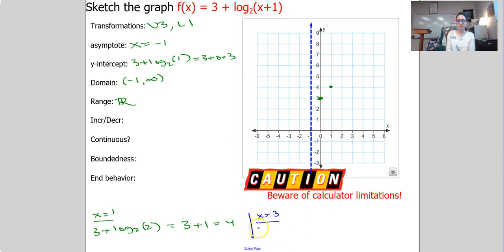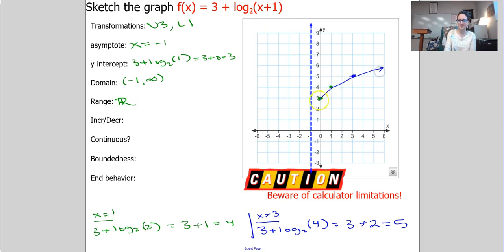So I'm going to plug 3 in here. That would be 3 plus log base 2 of 3 plus 1, which is 4. Clean this up. I've got my 3 plus, what's log base 2 of 4? That's 2, right? Because it's 2 to what power is 4? The power is 2, and 3 plus 2 is 5. So when x is 3, y is 5. And again, I'm just picking these nice x values that give me a power of 2 inside the parentheses there. Okay, now I kind of get a feel for this graph.